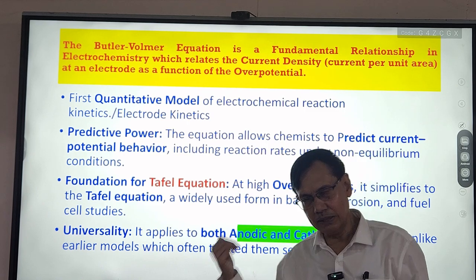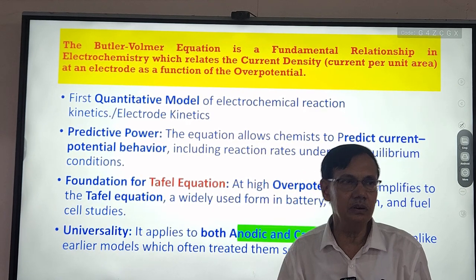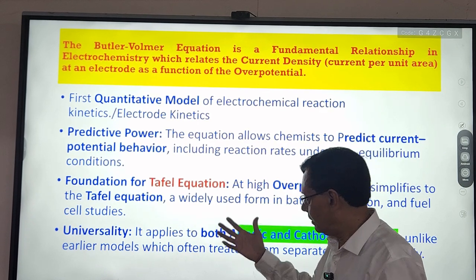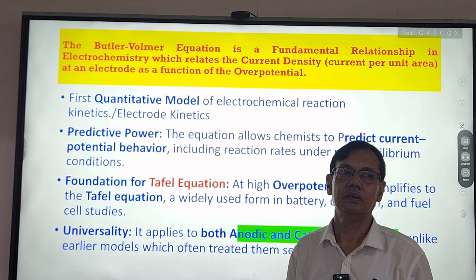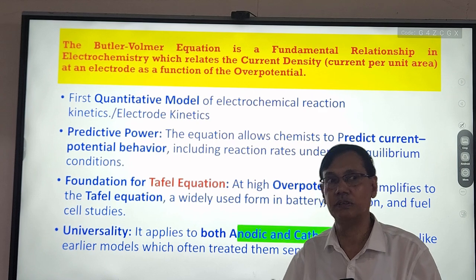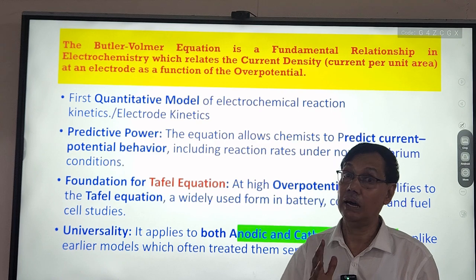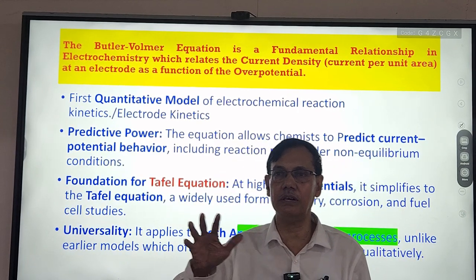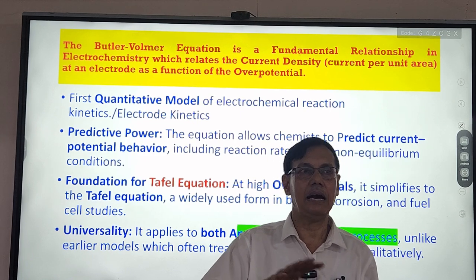Particularly in today's presentation, I will use a one electron reduction system. Number two, it is a relationship between current density, I will ask you the question, and overpotential. Third, if we are talking about any chemical reaction, because in first semester you have already studied chemical kinetics.